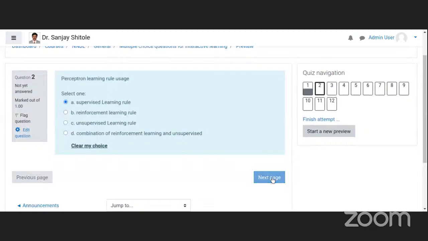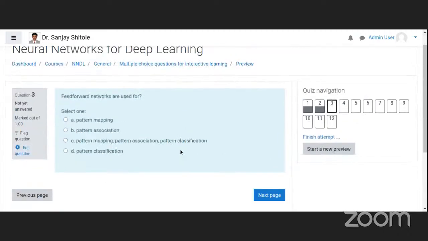Now the third point: feed forward networks are used for what? We have discussed this network is a feed forward. Pattern mapping, pattern association, or pattern classification, which is correct? A, B, C, D, which might be. Let's say I will put answer C here. Later we can check which is correct. In the chat also you are putting some answers. Very good. After this we will go to the next page and just try to read it.